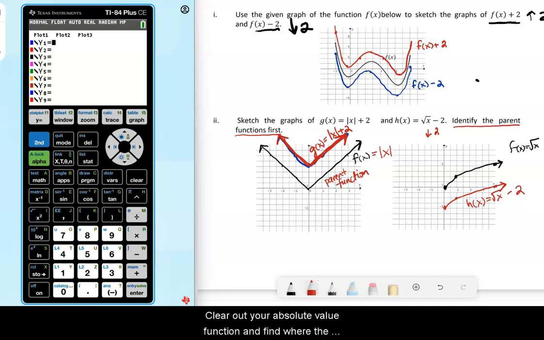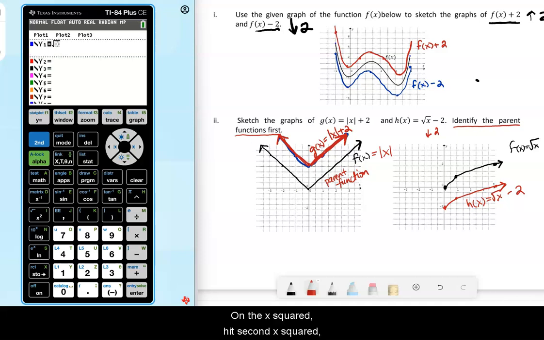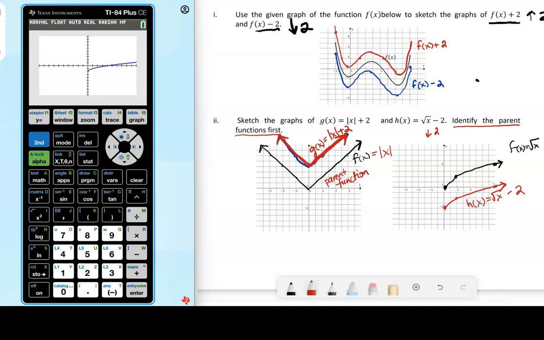If we used our calculator, clear out your absolute value function and find where the square root is on your calculator. It's right here on the x squared button. Hit second, x squared, type in your variable x, move outside of that radical, hit minus 2 and graph. Our function, once again, matches what's on the paper.